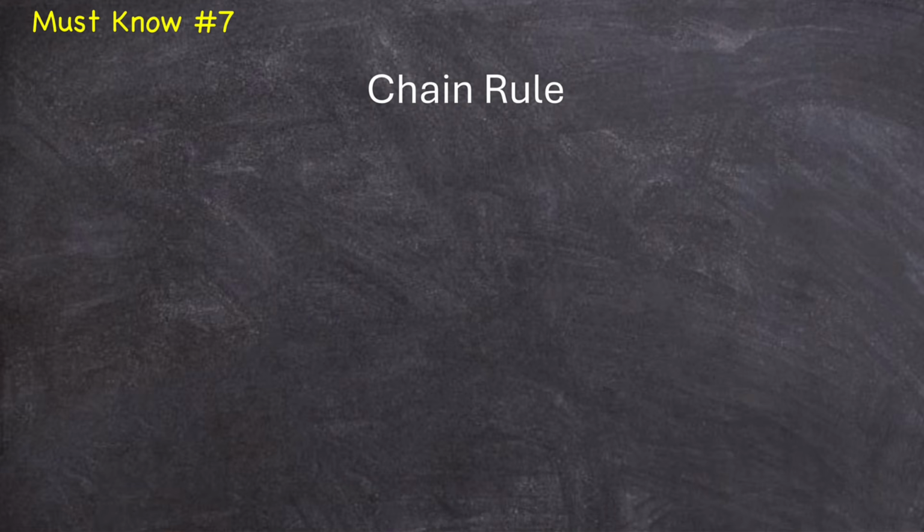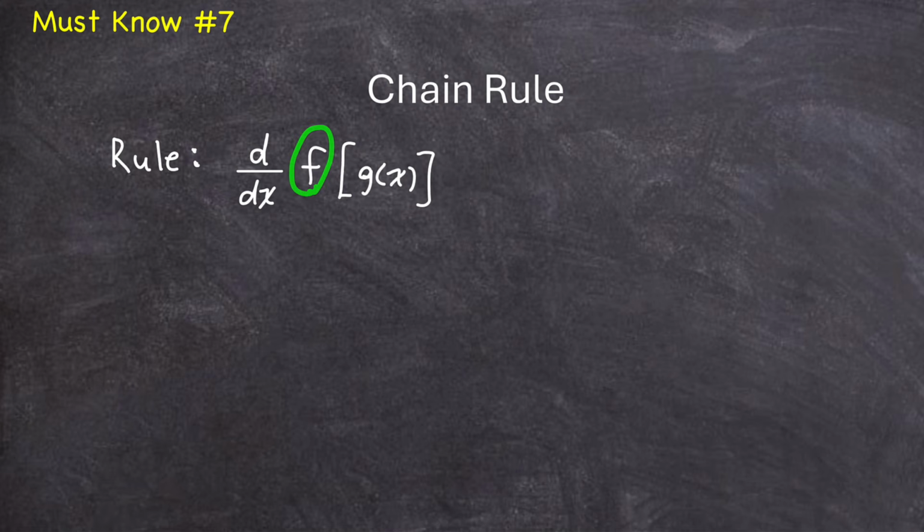Must know derivative rule number 7, the chain rule. This rule will allow you to find the derivative of composite functions, meaning if you have a function of a function. So that could be f of g of x. F is our outer function, and g is our inner function. So we have a function of a function.